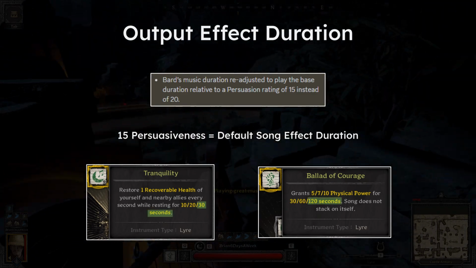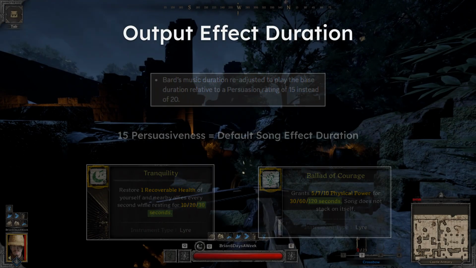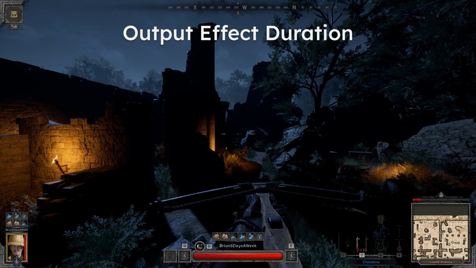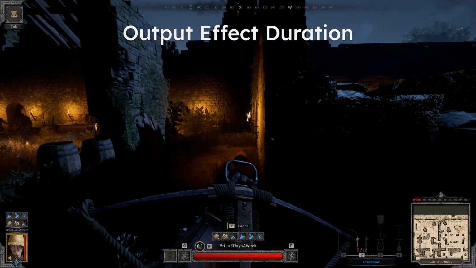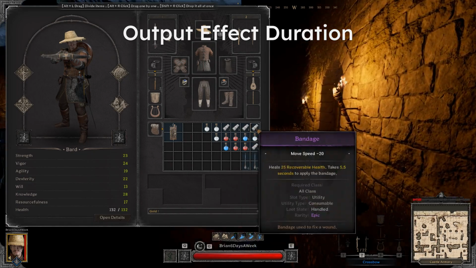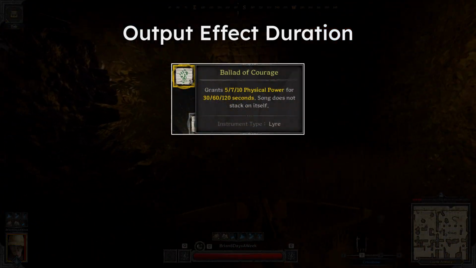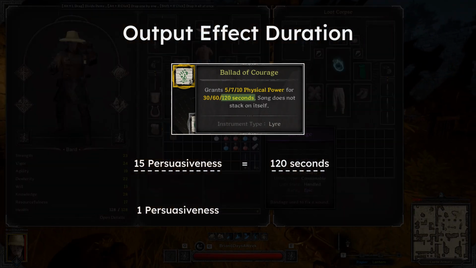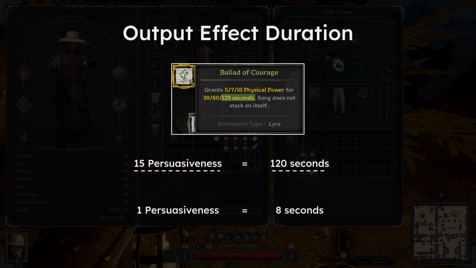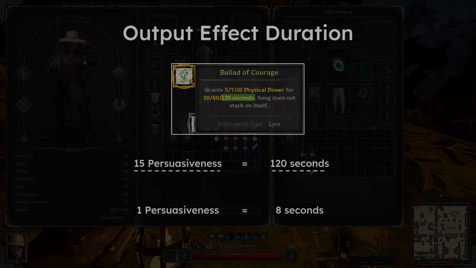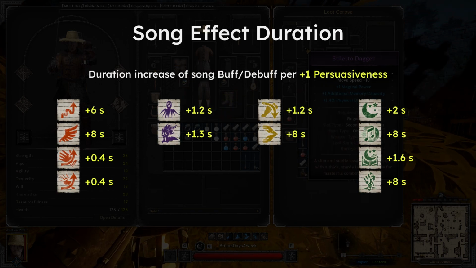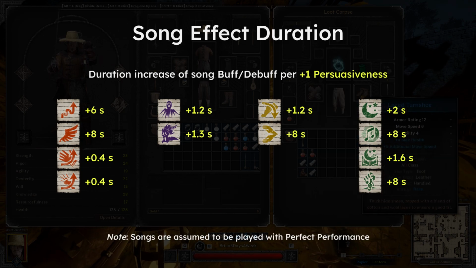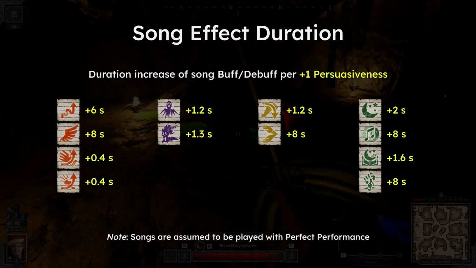That also means that we can use this to calculate how much an individual point of persuasiveness will increase the effect duration of each of our bard songs if we divide the default duration by the default 15 persuasiveness. So, in the case of Ballad of Courage, each point of persuasiveness will increase the physical power buff duration by 8 seconds. I've gone ahead and listed all of the song effect duration increases for each of the applicable songs here. Do note that this is if you are playing with perfect performance, which of course you always should be.